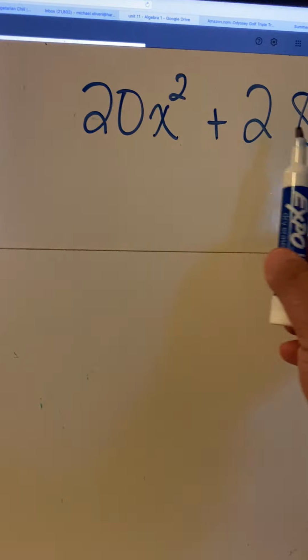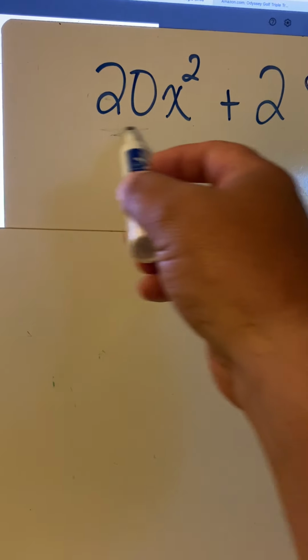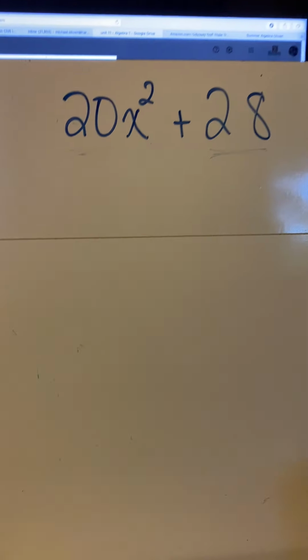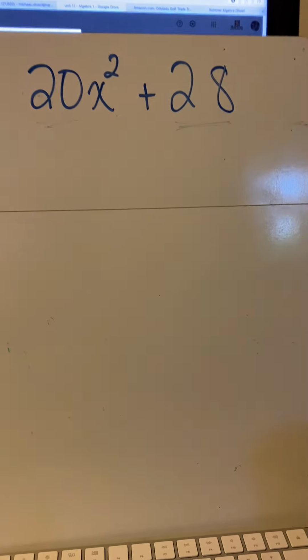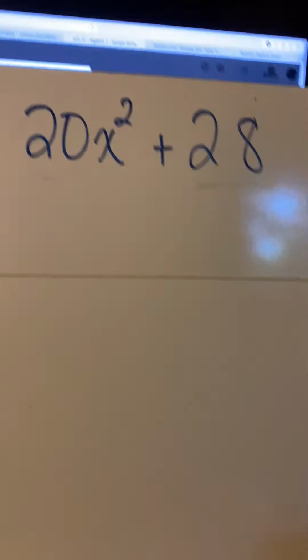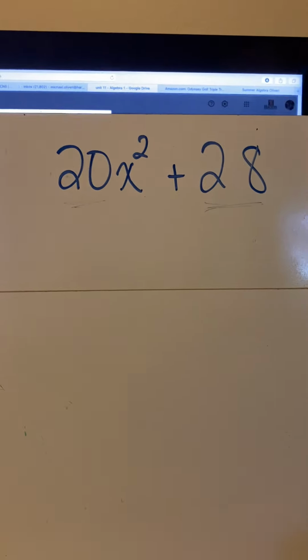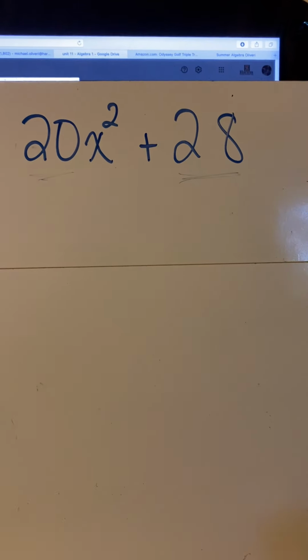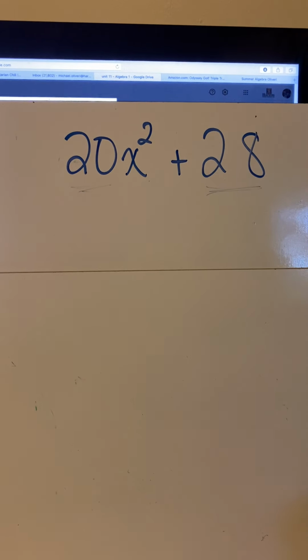You're looking at both parts of these. You've got a 20 and a 28. What do you know that goes into both 20 and 28? Now, some people will immediately go 2. You're right, 2 does, but it's not the greatest common factor. The greatest common factor of these two numbers is 4.